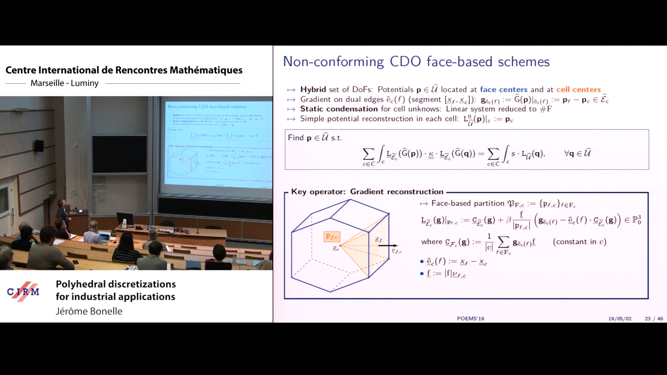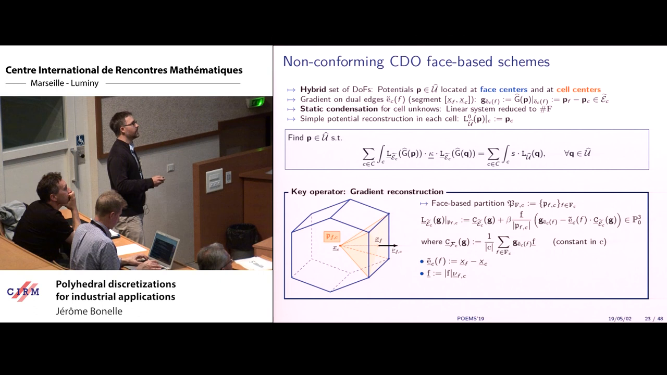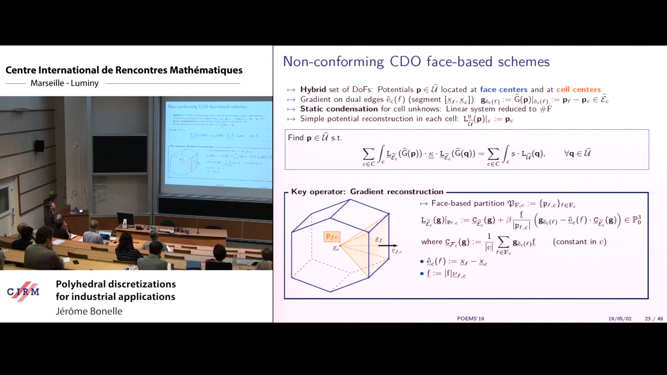When we hybridize the mixed formulation, we end up with a hybrid set of degrees of freedom, the potential at the face center and at the cell center. The gradient is in fact the difference of these two potentials, this one minus this one. We have a reconstruction of the gradient which is constant in each pyramid, with the same principle. And here the same quantities are used in a different manner.